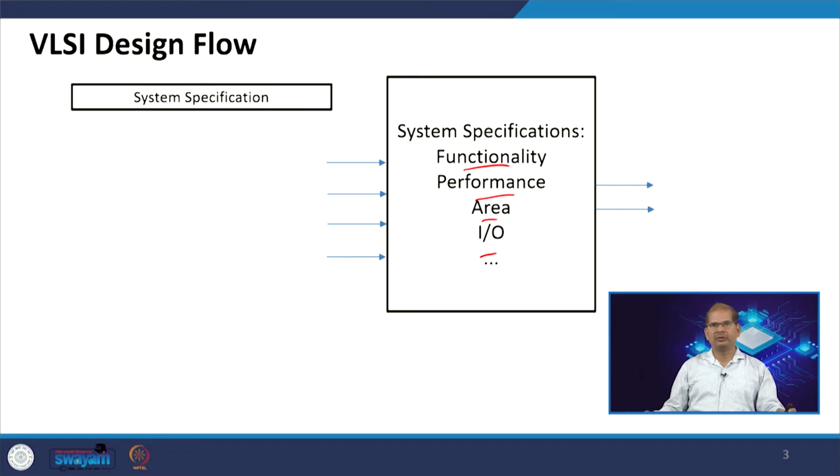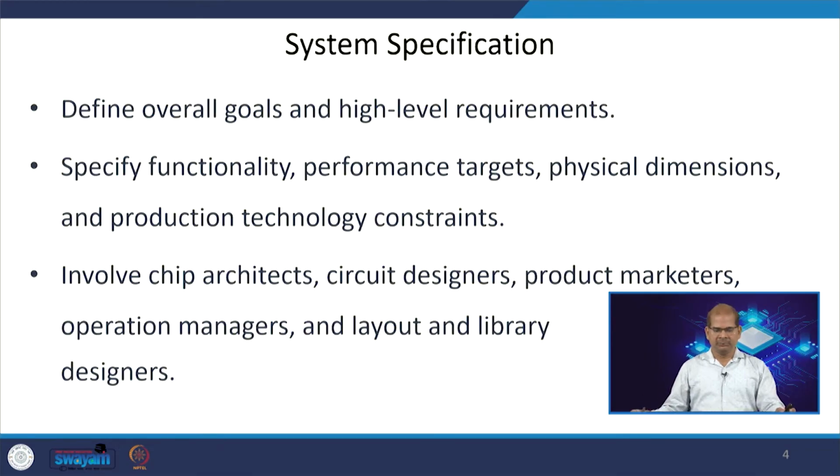But if you design a processor for a regular PC or personal computer, in that case power is not a constraint, performance is. Or if you need a processor for a server, then power is not important, but performance is the most important parameter. Also, the functionality, the performance, the area, all these things need to be specified here.